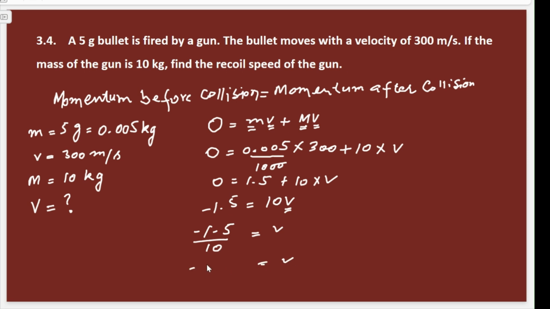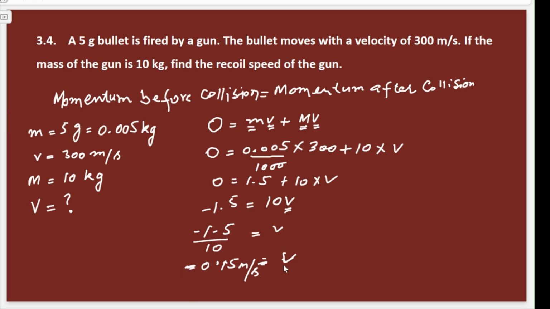So V is equal to negative 1.5 divided by 10, and it will be negative 0.15 meters per second. And this is the small value with which the gun will recoil, or it will move backward. Here the negative sign shows that the velocity of the gun will be opposite to the velocity of the bullet.